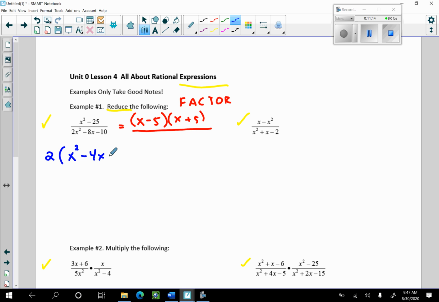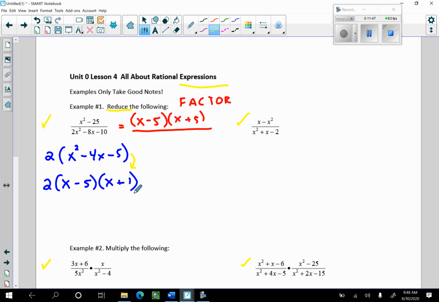Minus 4x minus 5. And I can see, hopefully, AC is negative 5. Two numbers that multiply together to give negative 5 and add up to negative 4 are going to be negative 5 and 1. So I really don't need to do that factor by grouping. I can just write that as x minus 5, x plus 1. And if you need to review this, this is the previous lesson, going from here to here.